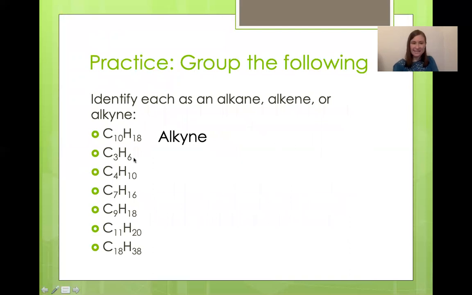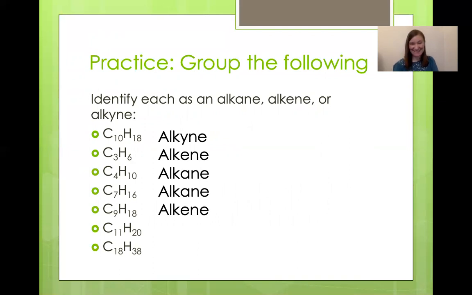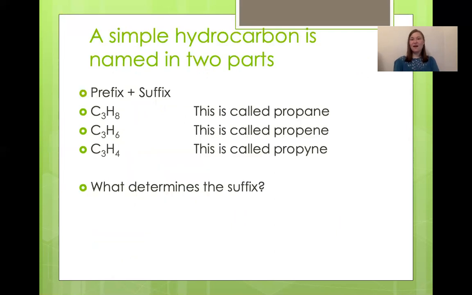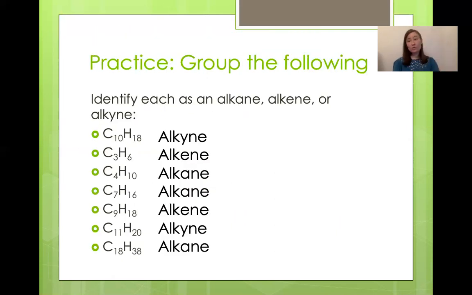All right, so C3H6, that's an alkene. C4H10, alkane. C7H16, alkane again. Alkene, alkyne, alkane. Good. We're gonna use these rules to help us name all of these compounds.